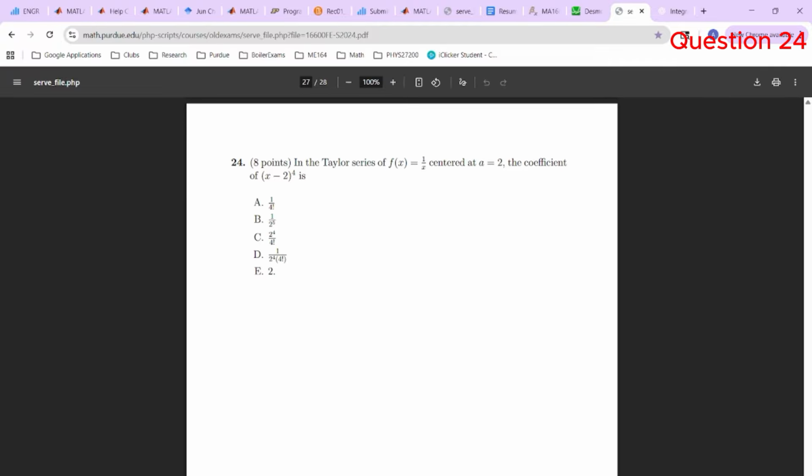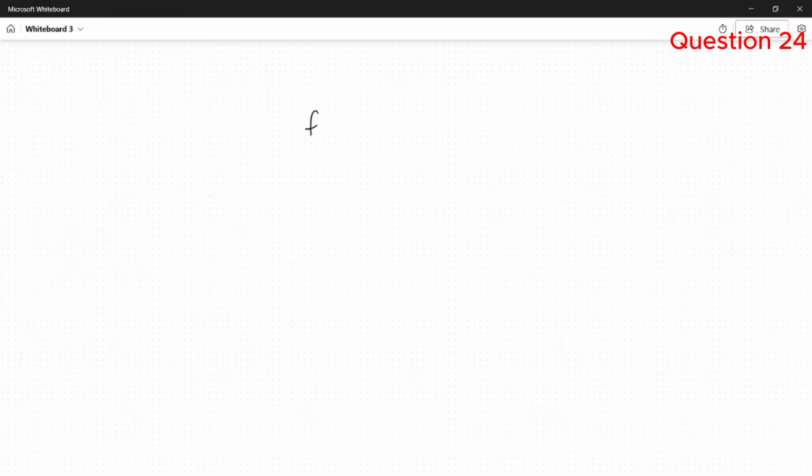Let us go over question 24 of this problem set. In the Taylor series of f of x equals 1 over x centered at a equals 2, the coefficient of this term, x minus 2, quantity to the fourth, is equal to, and we are given 5 options to choose from. Let me transfer all this information in here.